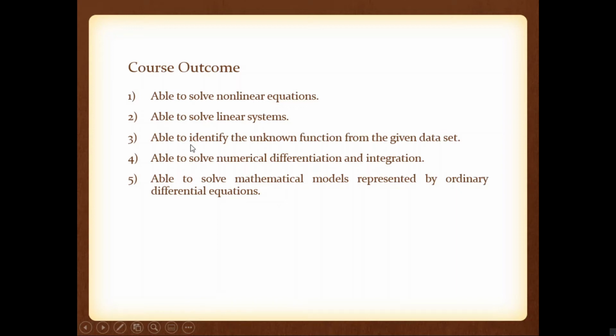Third course outcome is to identify the unknown function from the given data set. For example, you are finding the input output characteristics of a transducer. I don't know what you are familiar with. Are you familiar with RTD? Okay, you are familiar with LVDT. So you are applying displacement and you are noting voltage. So you have an input output characteristics of LVDT. Input is displacement and output is voltage.